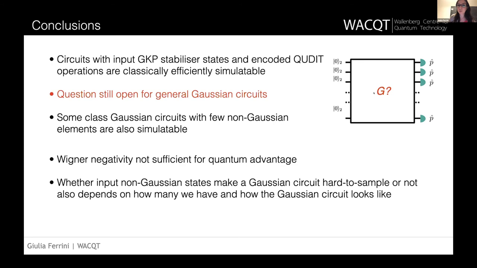It's still an open question and I'm very happy to discuss it if someone wants to take the discussion offline, even in the questions, of course, but I don't know. And then also we show that some circuits with a few non-Gaussian elements are simulatable. So we can basically conclude that the Wigner negativity is not sufficient for quantum advantage, as is maybe not very surprising. But in general, whether some input non-Gaussian states make a Gaussian circuit hard to sample or not depends on the non-Gaussian states, but also on the circuit that you consider.